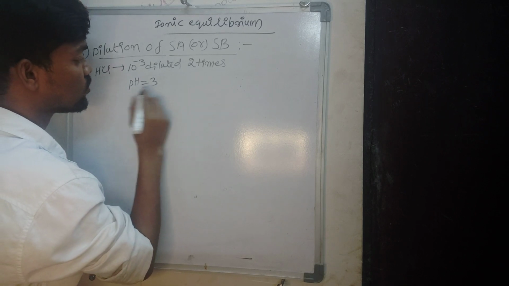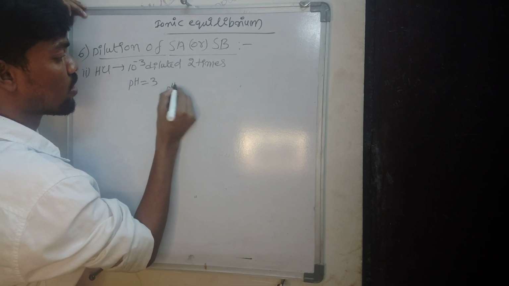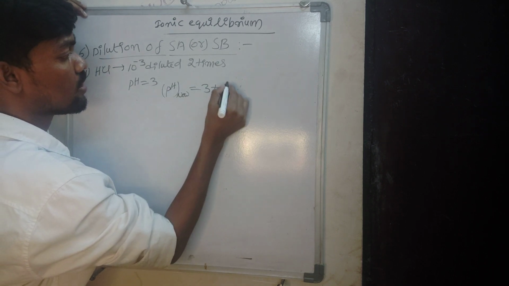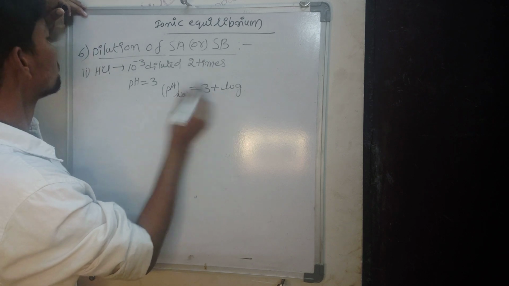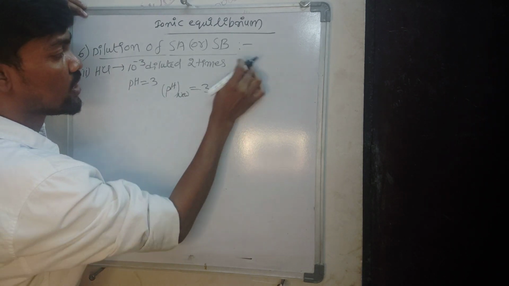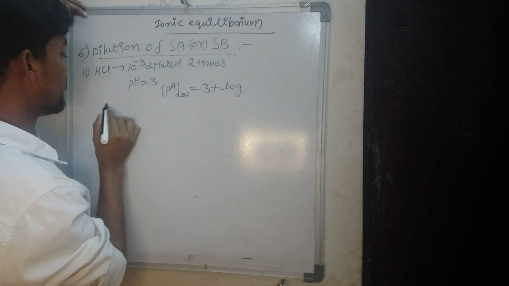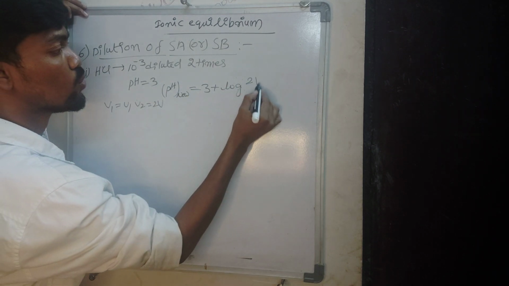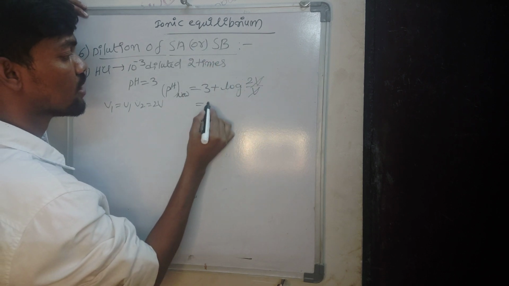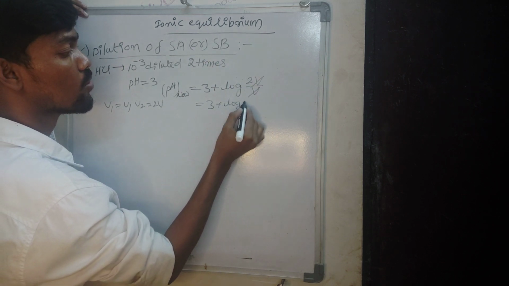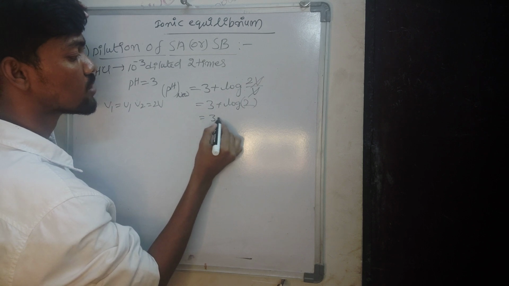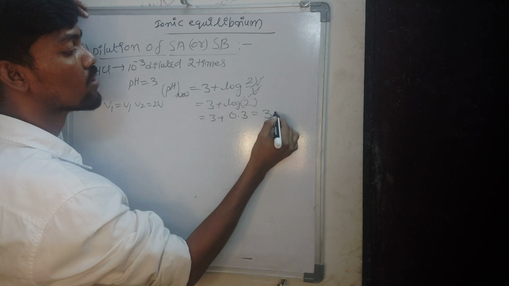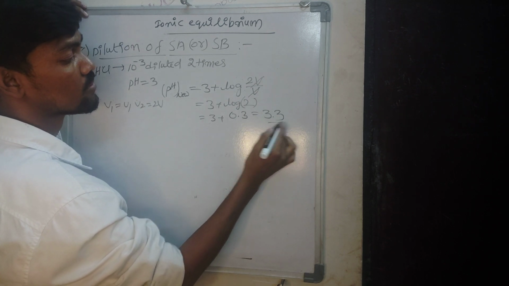How can you find the new pH? pH new is equal to old pH, which is 3, plus log, because it is a strong acid. So log V2 by V1: suppose V1 is V, and V2 is 2 times V, which means 2V by V. The answer is 3 plus log 2. Log 2 means how much? 0.3. Totally you will get 3.3 as the answer.